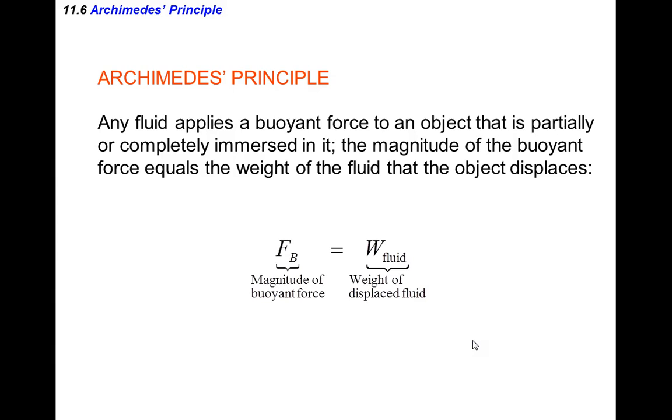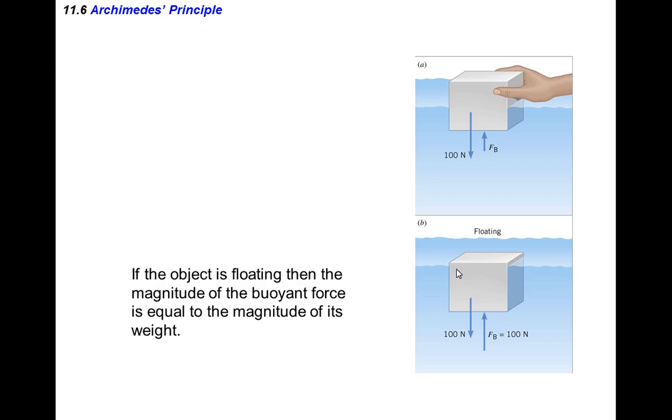So Archimedes' principle states any fluid applies a buoyant force to an object that is partially or completely immersed in it. The magnitude of the buoyant force equals the weight of the fluid that the object displaces. So FB equals the weight of the displaced fluid.